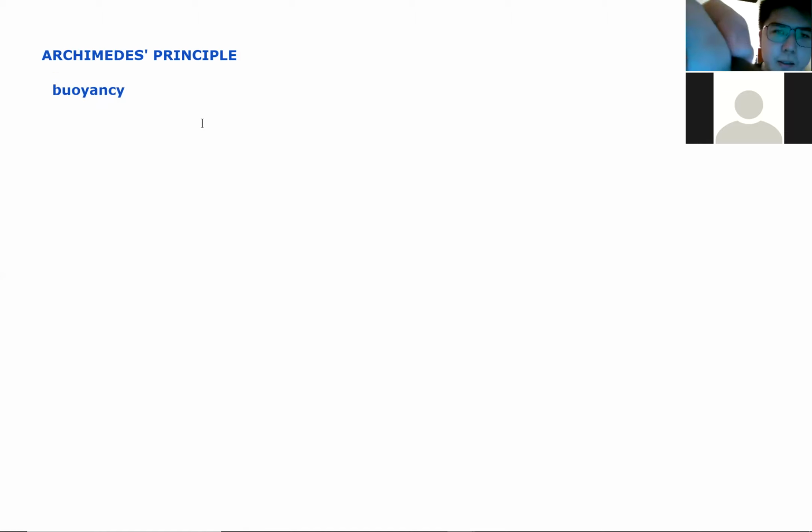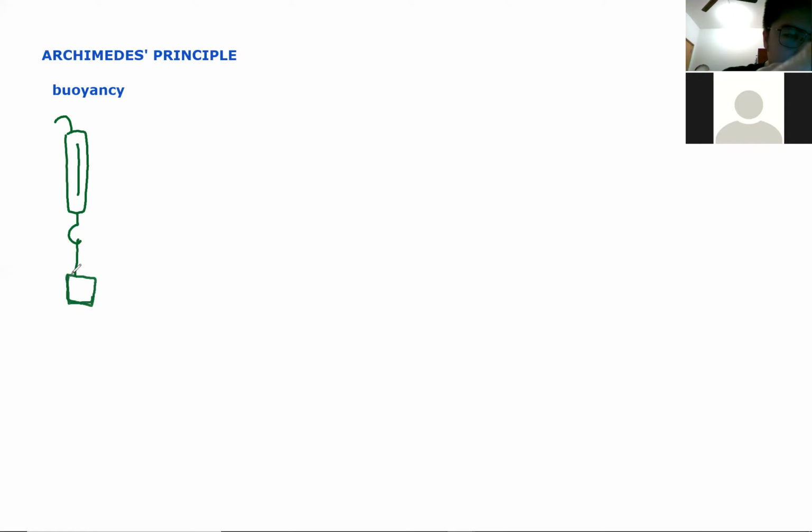Now let's say we start with an example. Let's say I have a spring balance and it's hanging an object. Let's say I'm hanging this object in air, right? So whatever reading is shown on the spring balance, 10 N, it is the actual weight of the object, right?